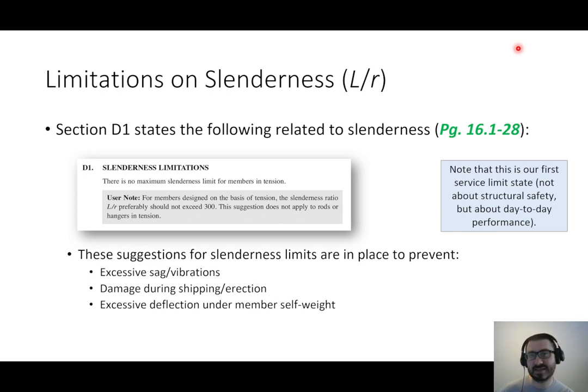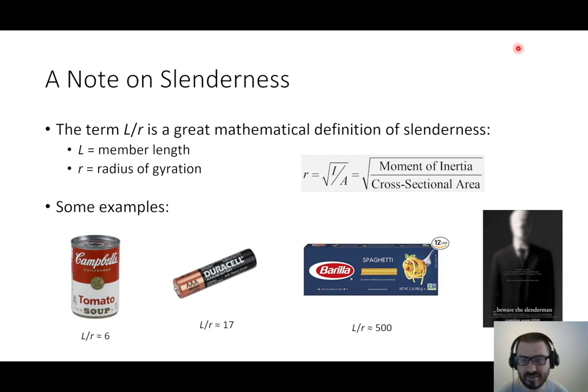Now, I should also say that slenderness limits are our first service limit state. So it's not about structural safety, it's about day-to-day performance. You'll notice you really won't see factored loads have anything to do with this. All we have to ensure is that this member's slenderness is limited to 300. Now, how do we define the slenderness of a member? We define the slenderness of a member as the length of the member divided by its radius of gyration.